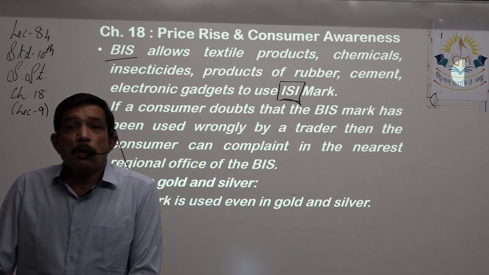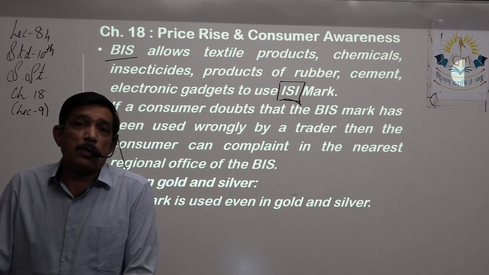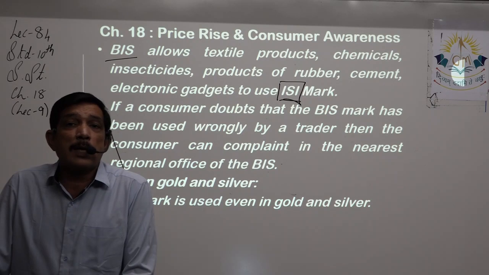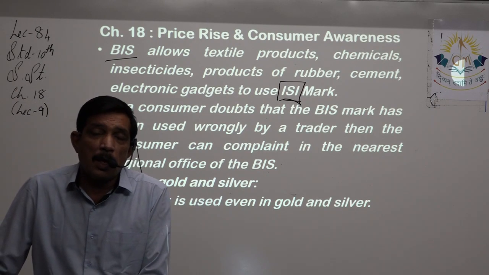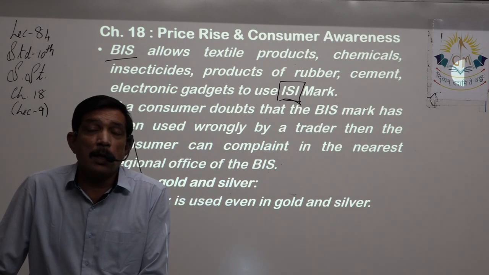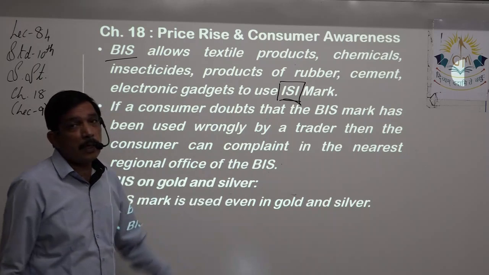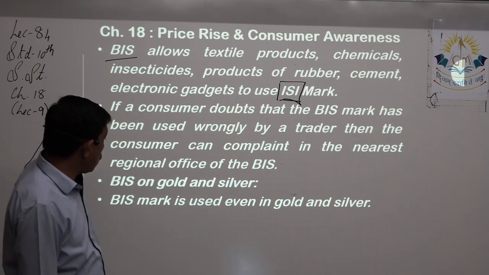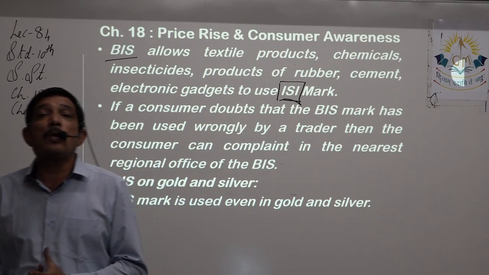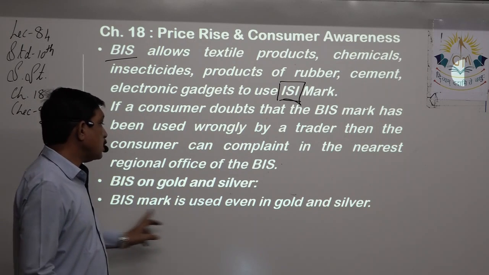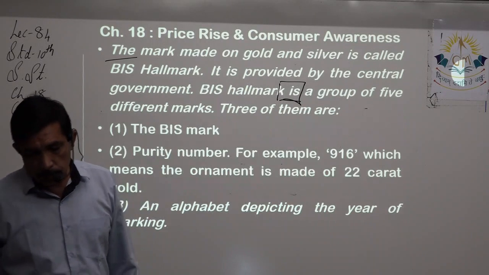So if any consumer is doubtful that the ISI mark used by this company is not actually given by the institution, that it's a fake one and the company is doing something illegally, then he can contact the nearest regional office of the BIS and complain over there. Now the BIS mark will be found on gold and silver also. BIS mark is used even in the making of gold and silver ornaments.